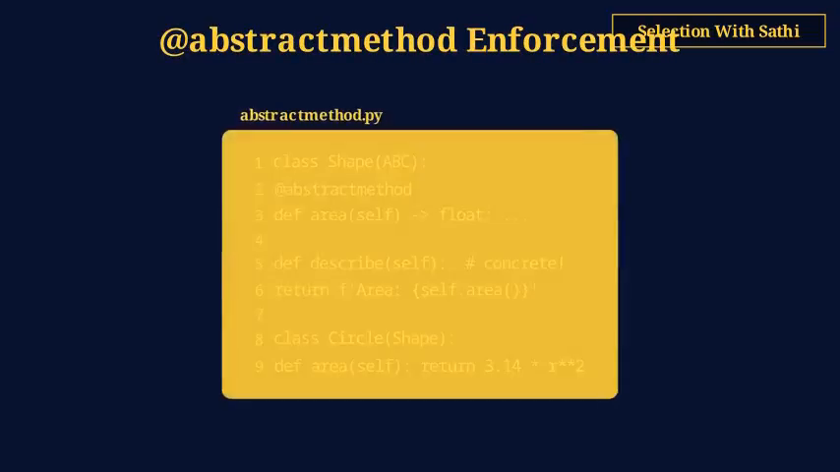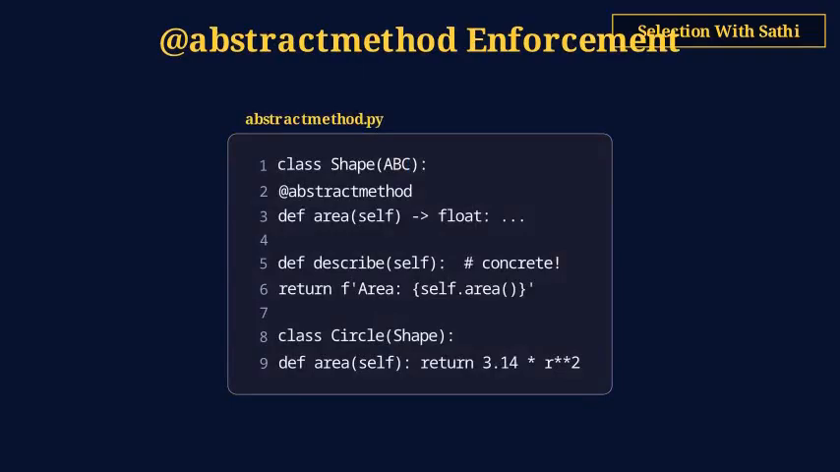The @abstractmethod decorator marks methods that subclasses must override. You can combine abstractmethod with classmethod or property decorators. ABCs can also have concrete methods, regular methods with implementations. If a subclass forgets to implement an abstract method, the error occurs at instantiation time, not at class definition, so you'll see the TypeError when you try to create an object.